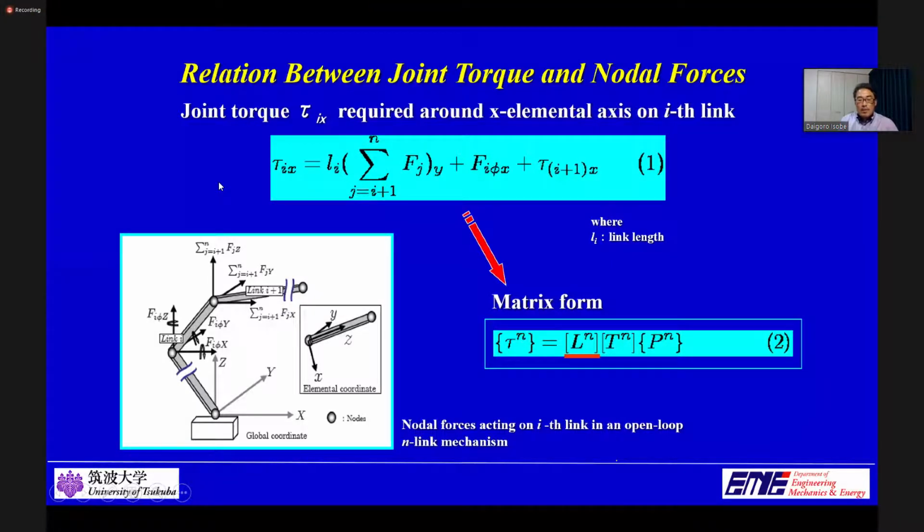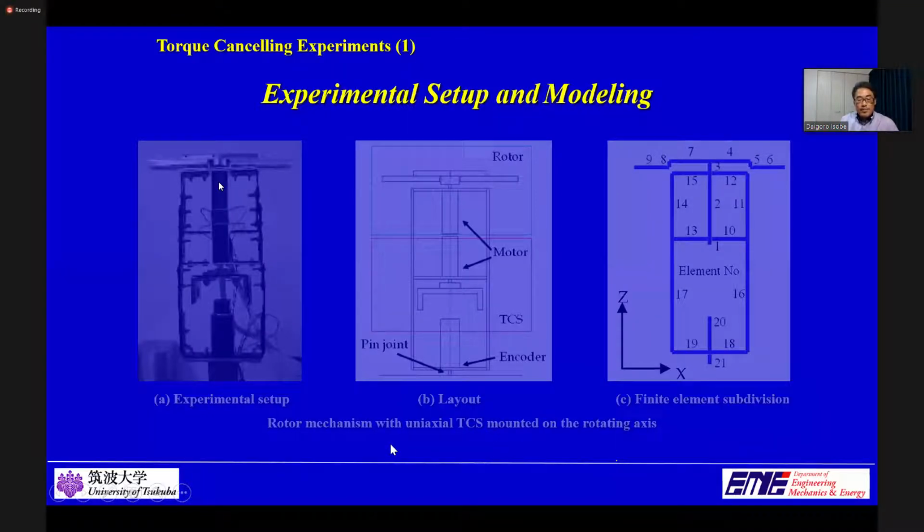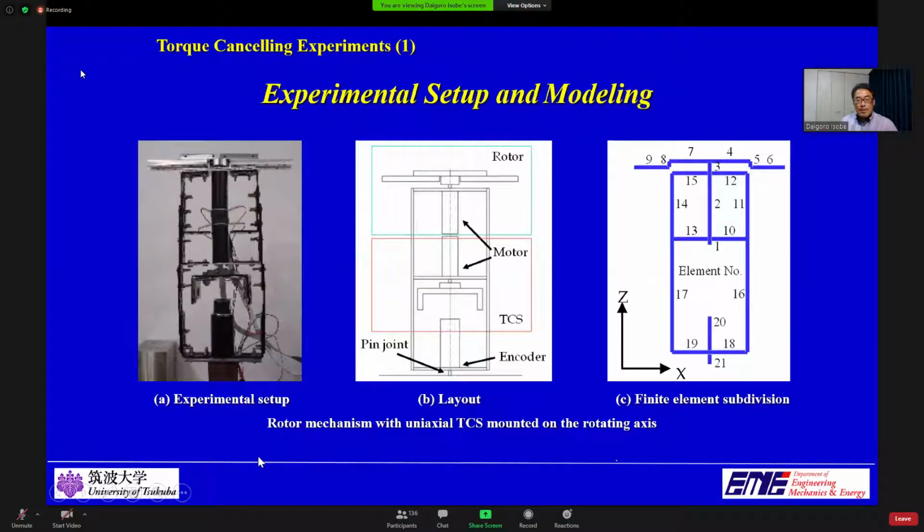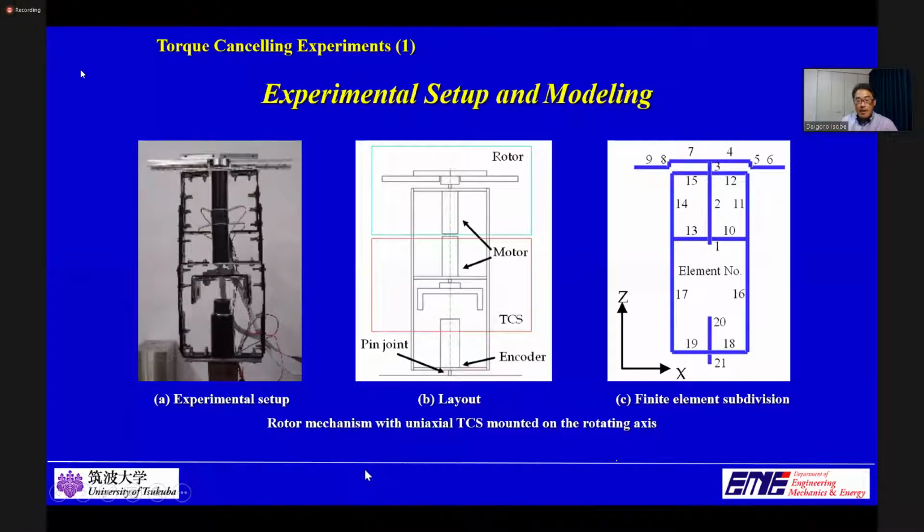Now I would like to show you some of the experimental results. A simple rotor TCS experimental setup, as shown in these figures, was made to carry out a numerical estimation and some experiments for verification. In this setup, a rotor is driven by a gearless motor, and the prototype TCS is placed underneath exactly at the rotating axis of this rotor. The frame body is connected to the ground with a rotation-free pin joint, and an encoder attached to a non-actuated motor is used to detect the rotational angle of the frame body.